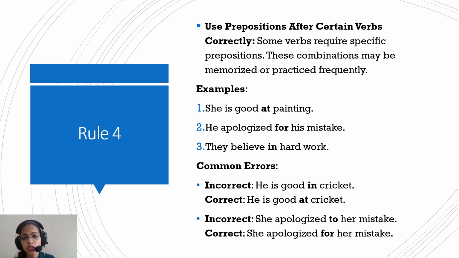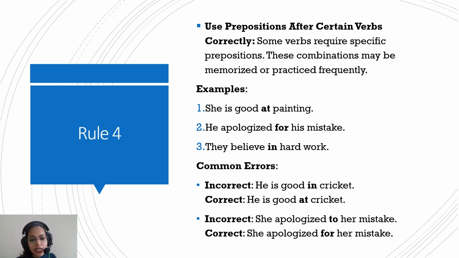Okay. Use prepositions after certain verbs correctly. Some verbs require specific prepositions. These combinations may be memorized. So, she's good at painting. He apologized for his mistake. They believe in hard work. So good at something, apologized for, believe in. These verbs and prepositions are used in combination. So you have to remember these word-preposition combinations.